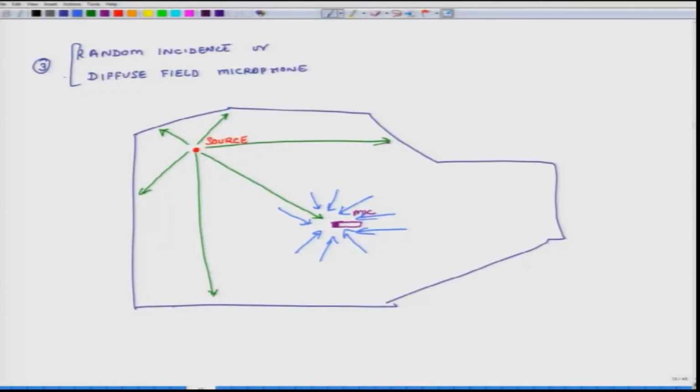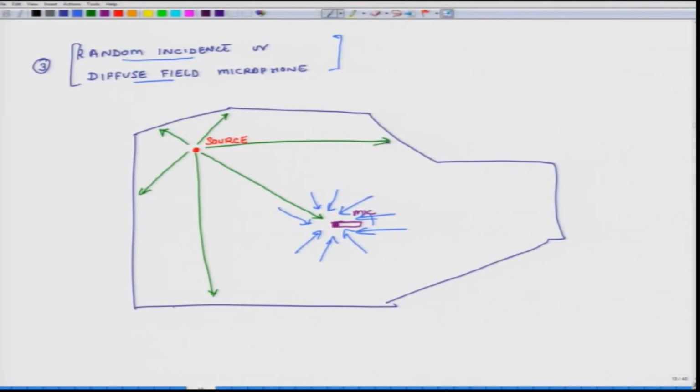Okay. That is why it is called random, it is coming randomly from all directions, and it is diffuse, it is diffused. So, in this kind of a situation, we use random incidence because the incidence of waves is random. Earlier we had talked about grazing incidence, normal incidence, this is random incidence. Okay. Sound is coming from all directions and the sound field in the room is diffused, it is smeared, it has been homogenized. Okay. So, this is random or diffuse field microphone.